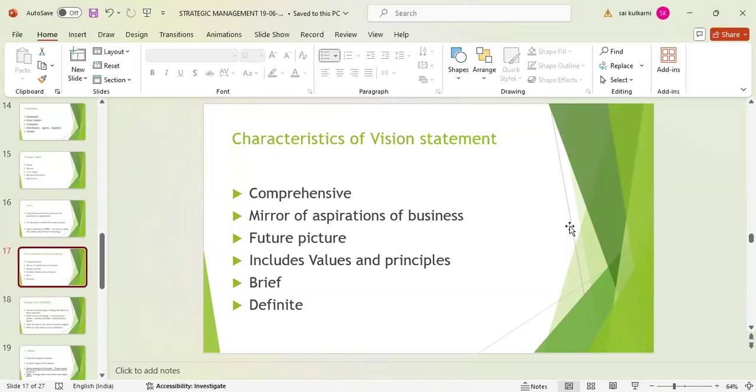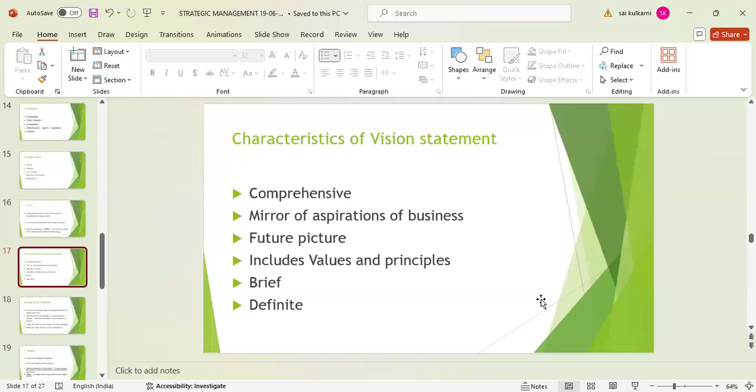Now, it should be brief. A very complex and very lengthy vision statement cannot create a clear picture in the minds of customers. So it should be brief and catchy.